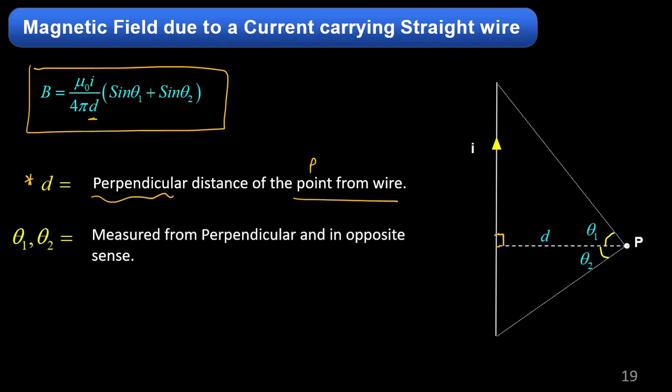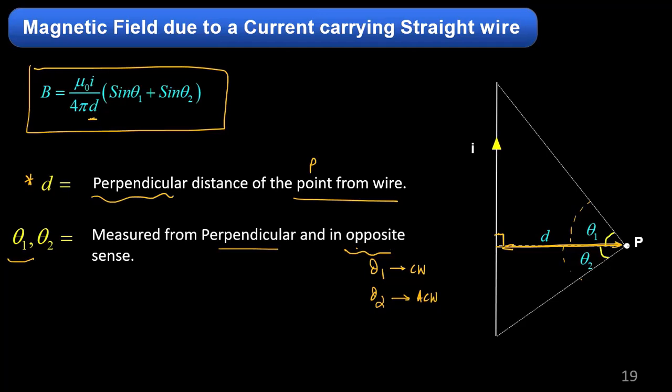And what are theta 1 and theta 2? Theta 1 and theta 2 are the angles measured from this perpendicular, on opposite sides. So if this is the d length and I rotate it in this direction, I get theta 1. In the opposite direction, I get theta 2. Why opposite sides? In this particular example, I am measuring theta 1 in the clockwise direction and theta 2 in the anti-clockwise direction.